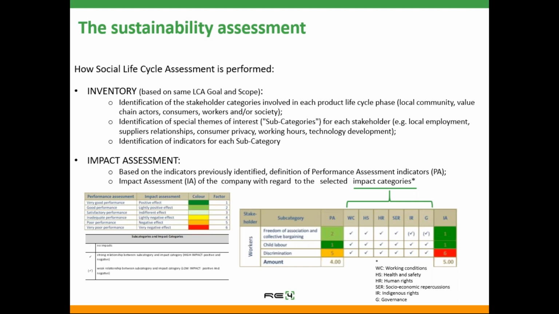Then we have the identification of special themes of interests, the so-called subcategories, for each stakeholder, such as local employment, suppliers, relationships, working hours, and others. Finally, the identification of indicators for each subcategory, such as workers' freedom to join unions of their choosing in the freedom of association subcategory related to the worker stakeholder. Then the impact assessment is performed through a first definition of performance assessment indicators, PA, based on the indicators previously identified, and the impact assessment, PA, of the company with regard to the selected impact categories, being working conditions, health and safety, human rights, socioeconomic repercussions, indigenous rights, and governance.